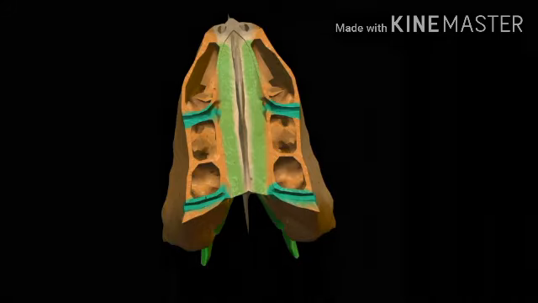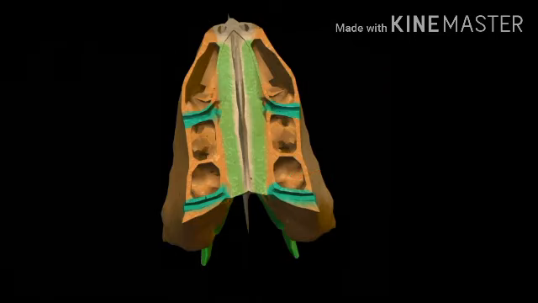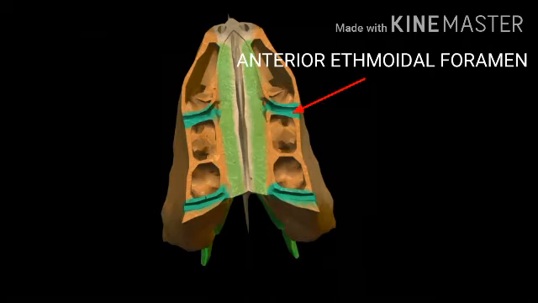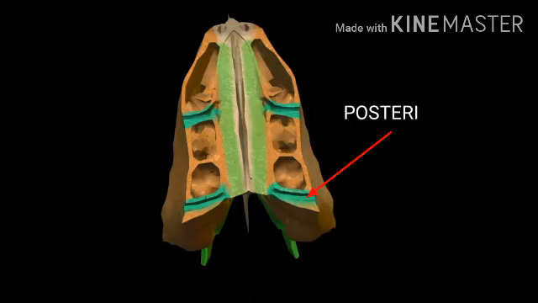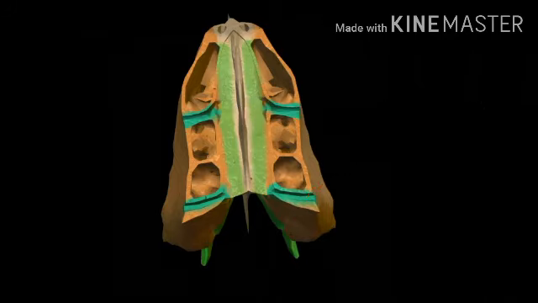It has many sinuses, from the anterior to the posterior ethmoidal sinuses. This part indicated in dark green is called the anterior ethmoidal canal or anterior ethmoidal foramen. This part is the posterior ethmoidal foramen. These act as passage of the anterior and posterior ethmoidal nerves and vessels.